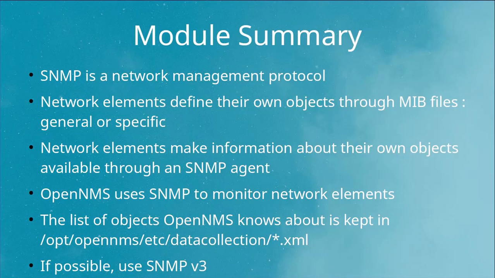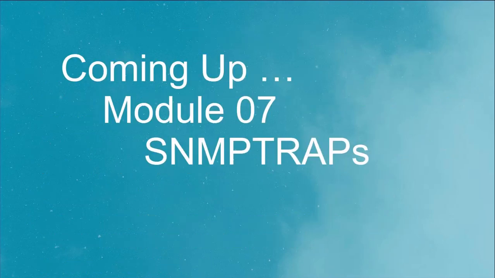OpenNMS can use SNMP to monitor network elements. The list of objects and their attributes that OpenNMS knows about is kept in the /opt/OpenNMS/etc/datacollection directory in XML files. There are 3 SNMP versions: 1, 2c, and 3. Version 3 provides authentication, integrity, and encryption. The others do not. Use SNMP version 3. Coming up, Module 7, SNMP traps.